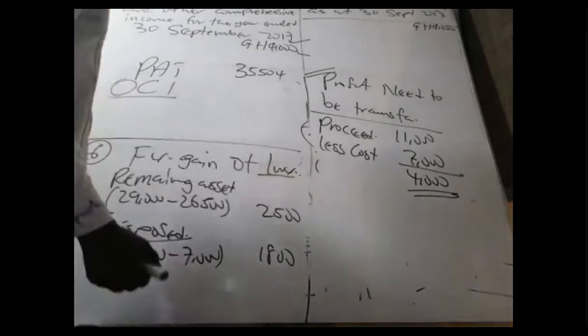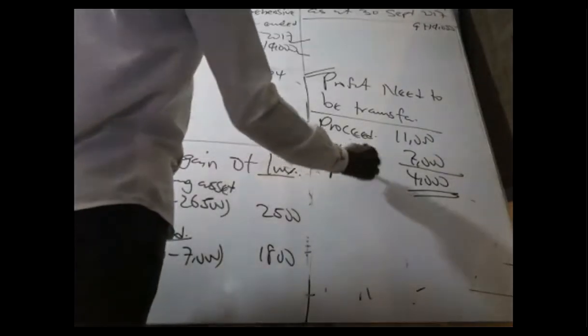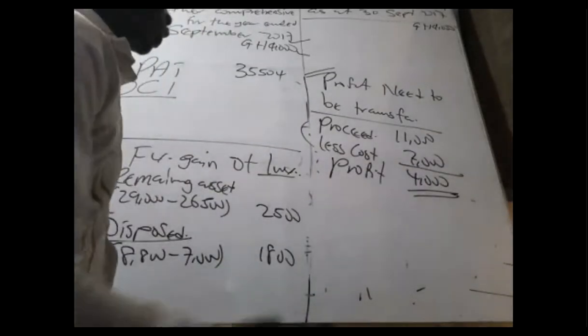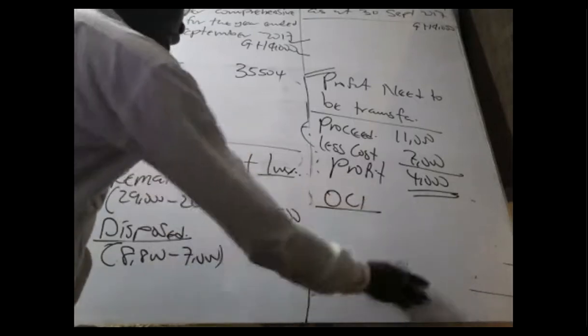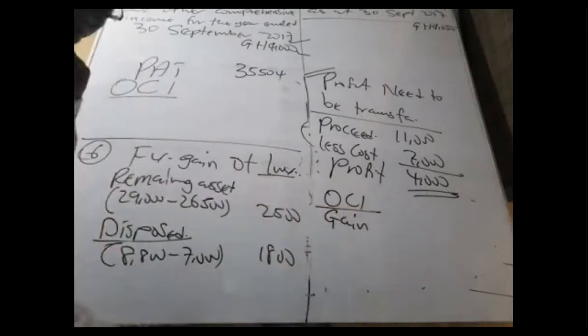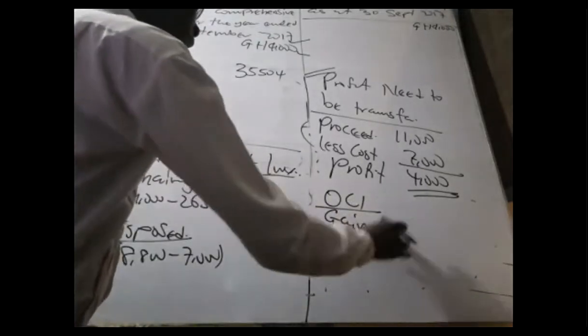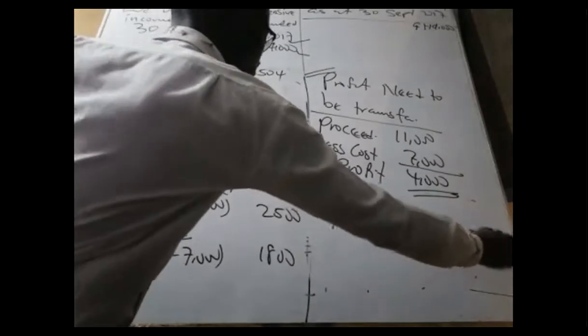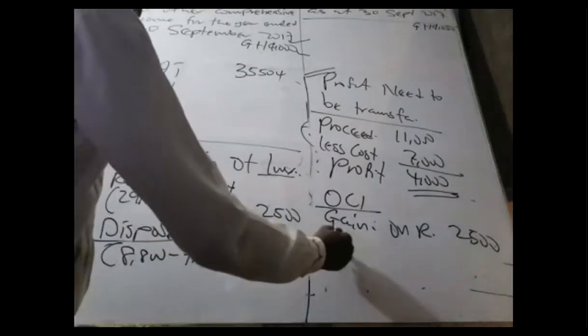On that note, we have to transfer 4,000 into the realized profits. So this is the profit that needs to be transferred. In that case, if you use the alternative, I think I might use that one. The OCI will be like this. First of all, we need to record the gain on the remaining assets. The gain on the remaining is 2,500. Then we can also calculate the gain on disposal.